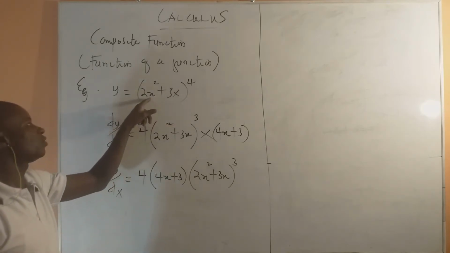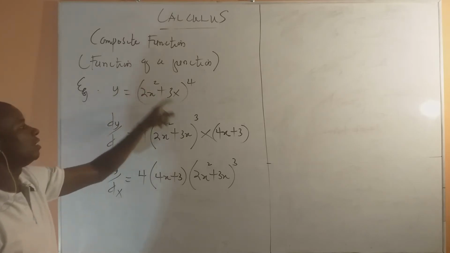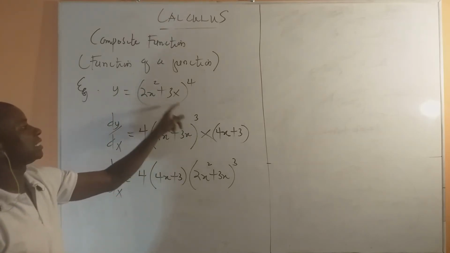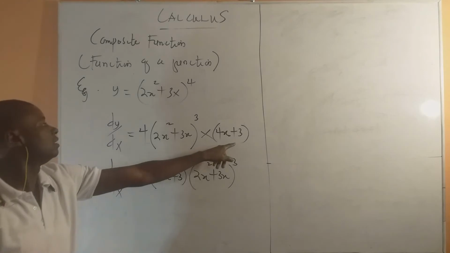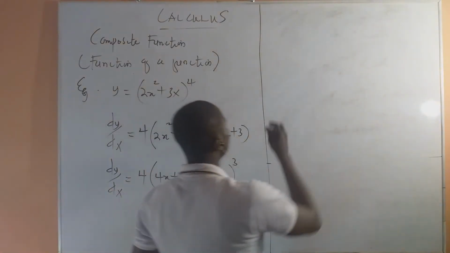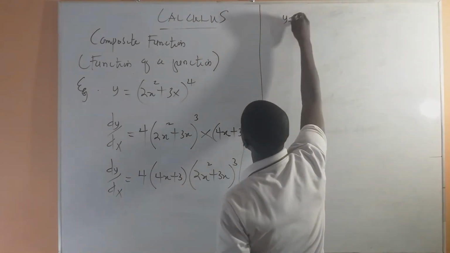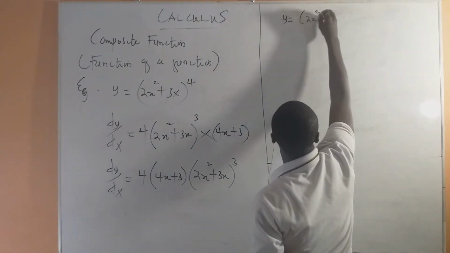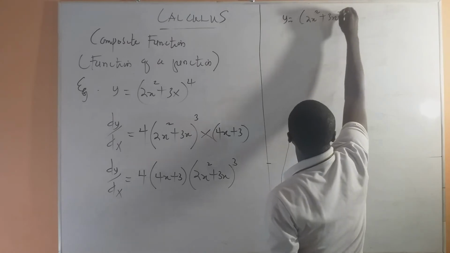Times, differentiate what you have in the bracket. When you differentiate 2x squared, you have 4x. When you differentiate 3x, you have 3. I guess by now you understand that. So you now multiply 4 by this before the bracket. Now, don't forget that the question was y equals 2x squared plus 3x exponent 4.